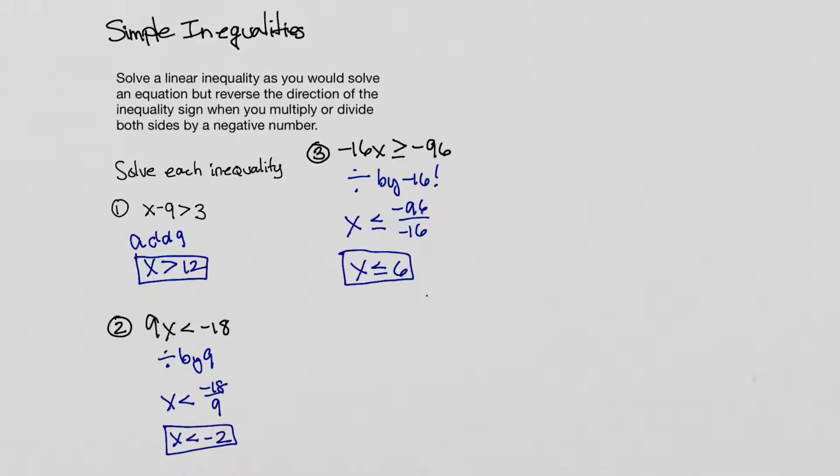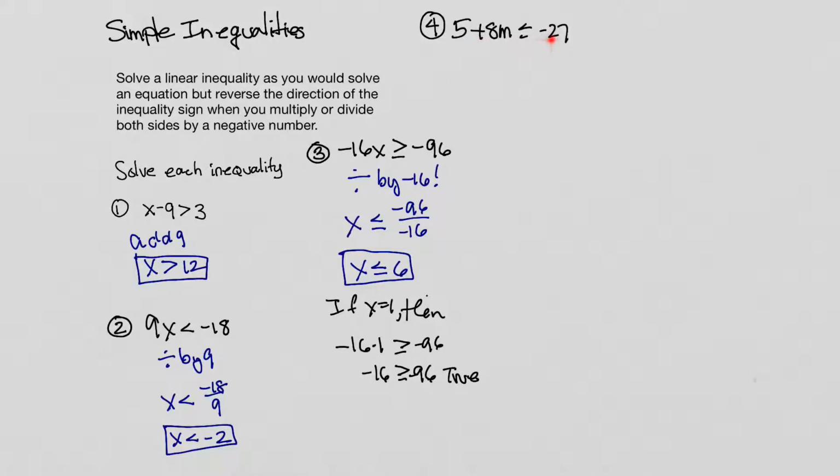Now if you just want to check this, what this says is that if we pick 6 or any number less than 6, put that number in here and multiply by negative 16, we'll get a number bigger than negative 96. Let's just try it. Just suppose we pick x equals 1. I'm just picking some number less than 6, so pick 1. If you put that 1 into the original inequality, we get negative 16 times 1 greater than or equal to negative 96. We'll get negative 16 greater than or equal to negative 96, which is a true statement.